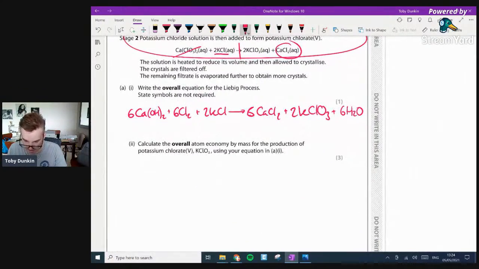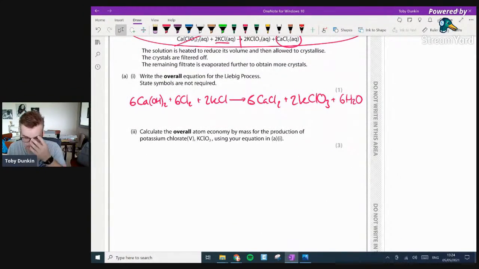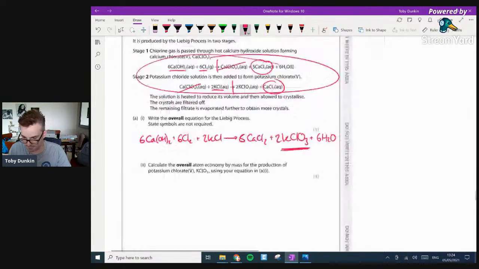I think it does. Calculate the overall atom economy by mass for the production of potassium chlorate. Oh, really? Okay. It's been 59 minutes.